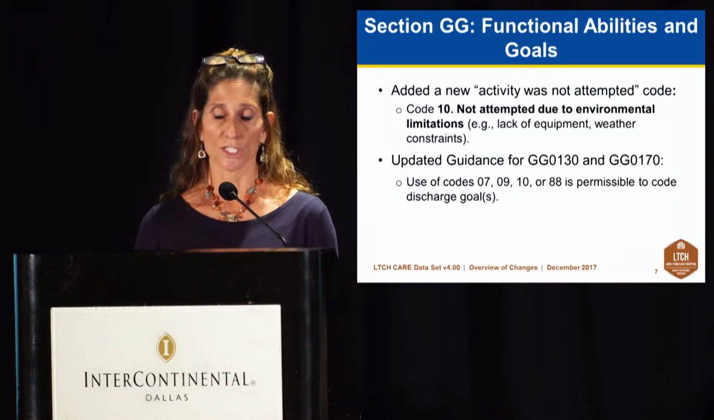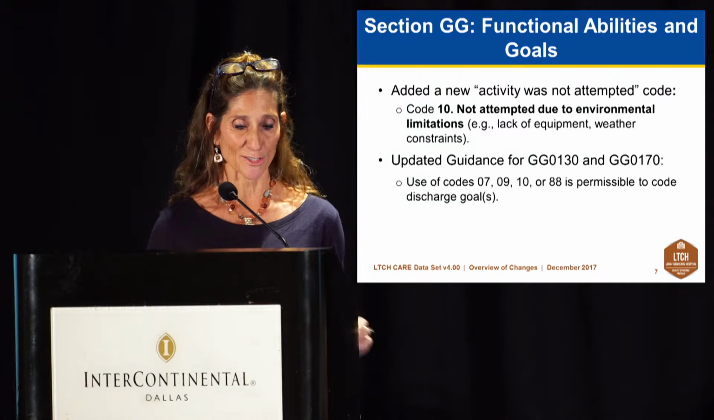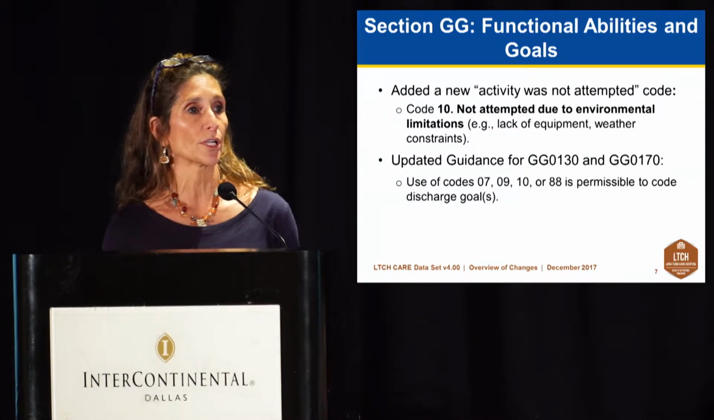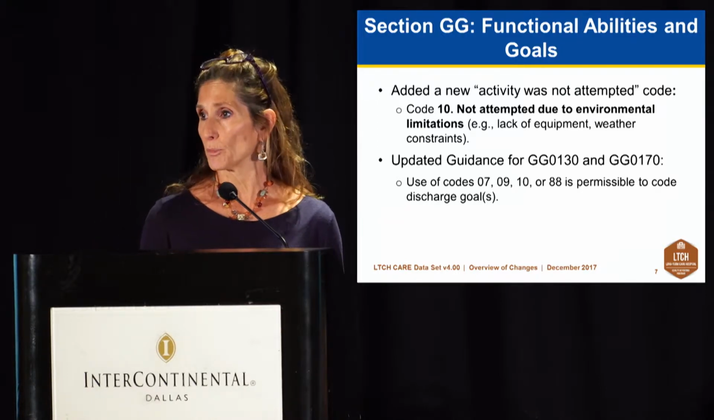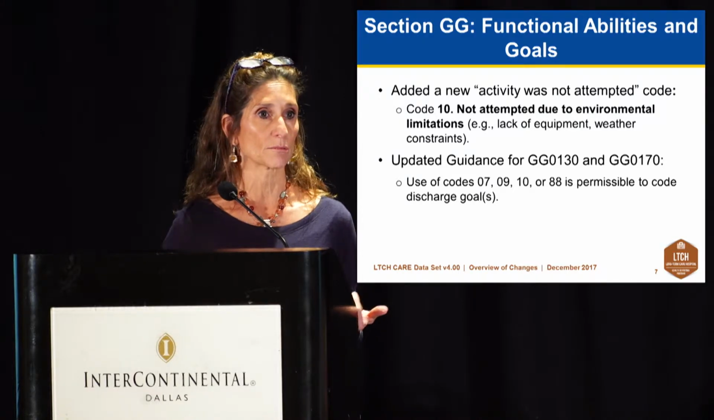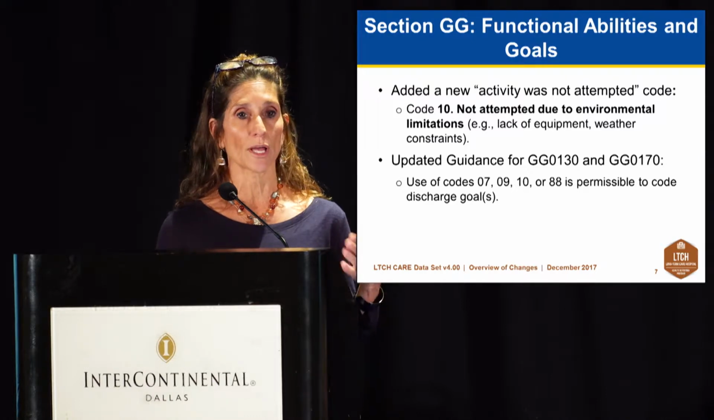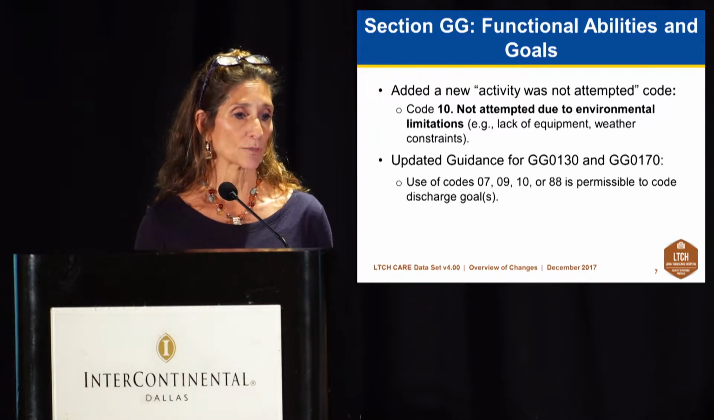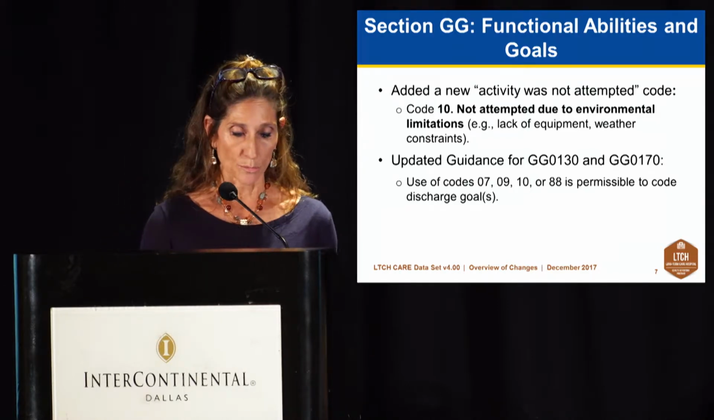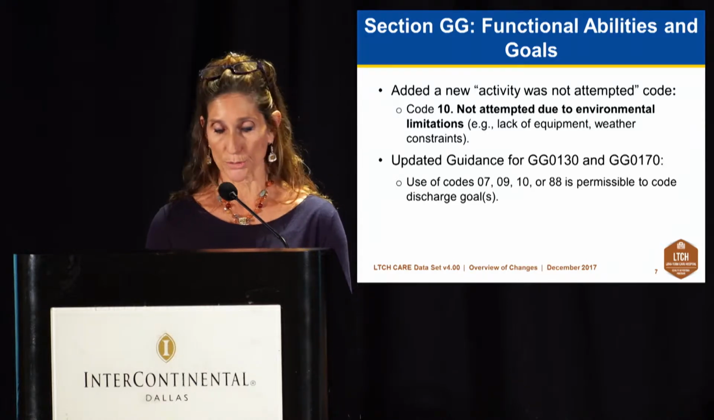Beginning with Section GG, probably one of the most loved sections that we have, we're adding a new activity code. When you're coding your self-care and mobility items, we have 07 that you're familiar with, patient refused, or 09, not applicable. Now we're adding code 10, not attempted due to environmental limitations. And we also are keeping 88, which is not attempted due to medical conditions or safety issues.